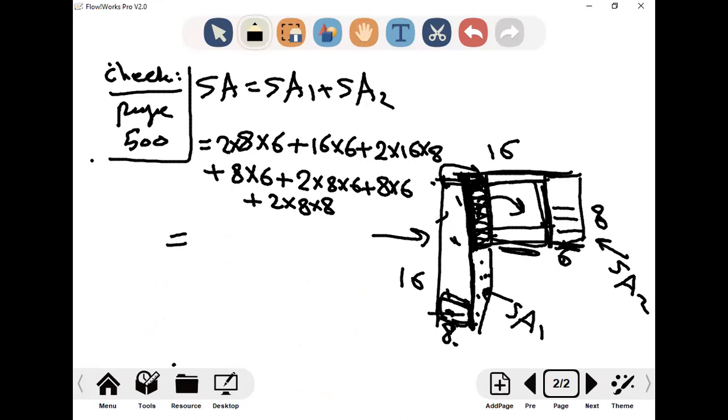2 multiply 8 multiply 6 plus 16 multiply 6 plus 2 multiply 16 multiply 8 plus 8 multiply 6 plus 2 times 8 times 6 plus 8 times 6 plus 2 times 8 times 8. It will be 768. What's the unit? Inches to the power of 2.